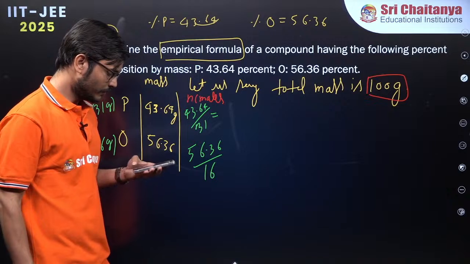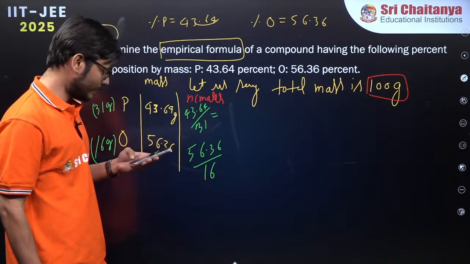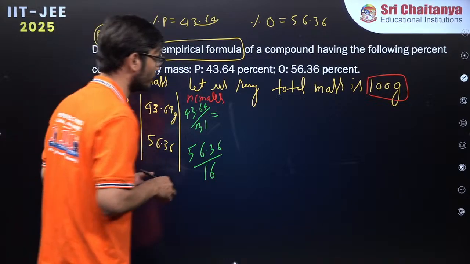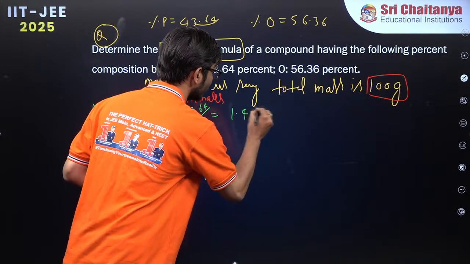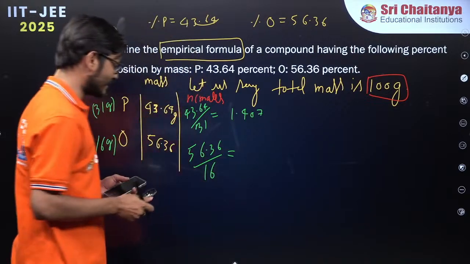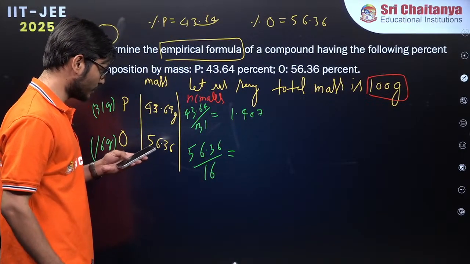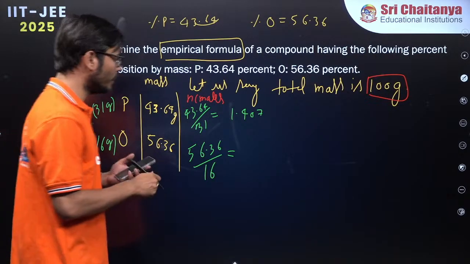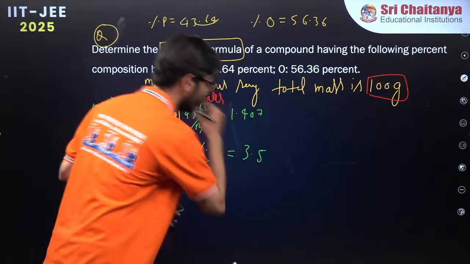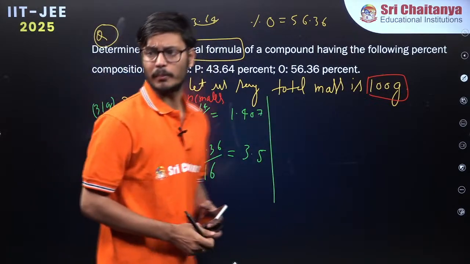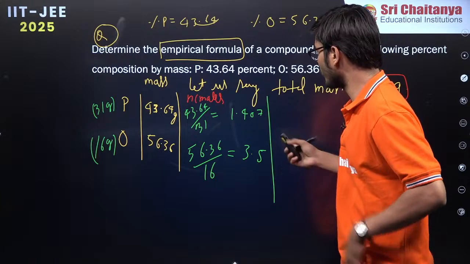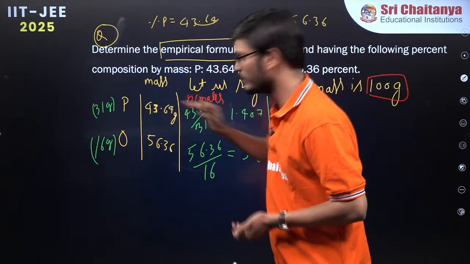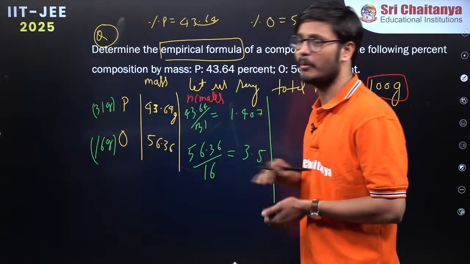43.64 divided by 31 comes out to be 1.407, something like that. And if you divide 56.36 by 16, the value comes out to be 3.5 something. Now, once I have the number of moles, remember the first thing: assuming total mass to be 100 gram, percentage has become the mass. Once I have the mass, I'll find the number of moles.